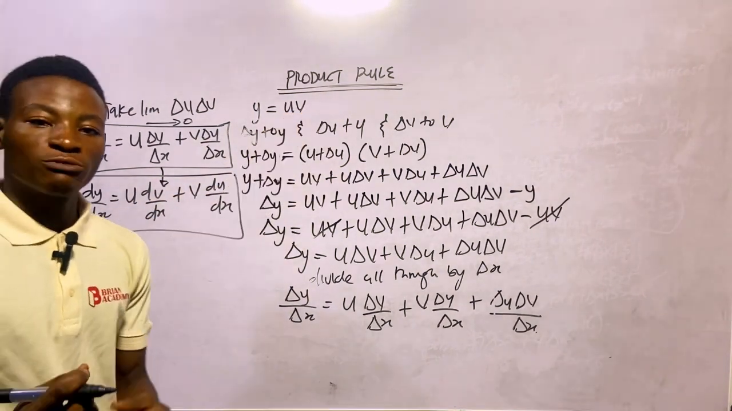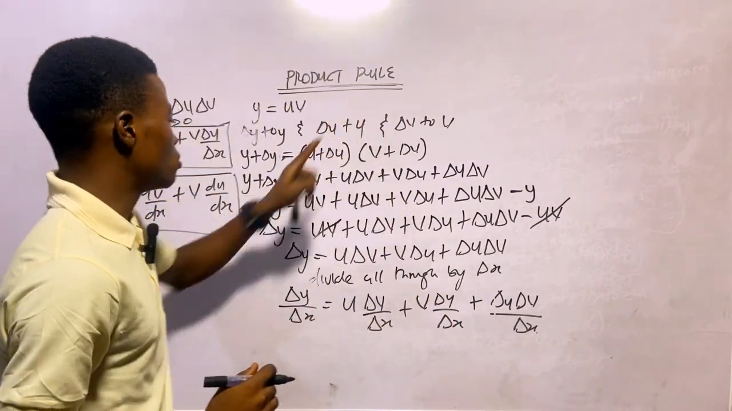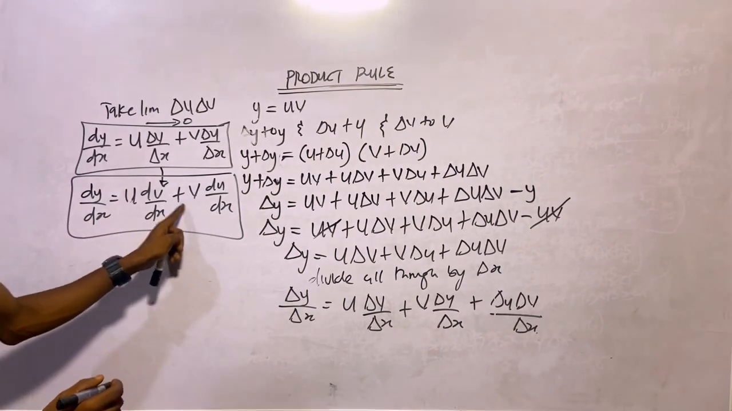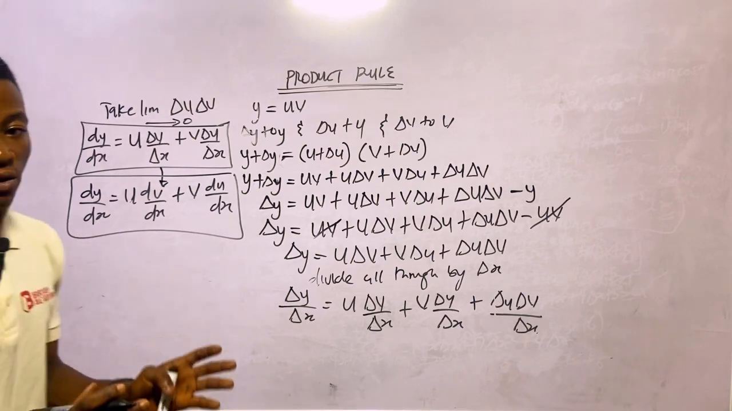function. So whenever I have two functions multiplying each other, I'll simply use the product rule. And the formula I'm going to use is dy by dx equals u dv dx plus v du dx. So that's just it. Now let's check some questions on that product rule.